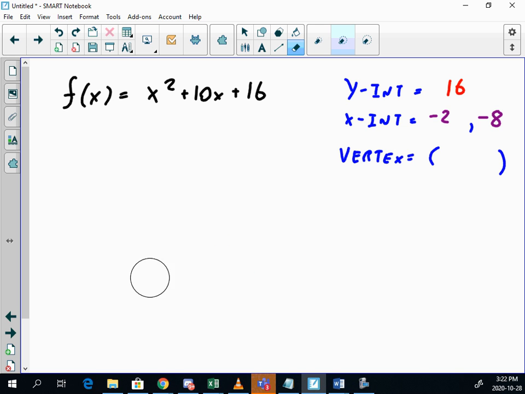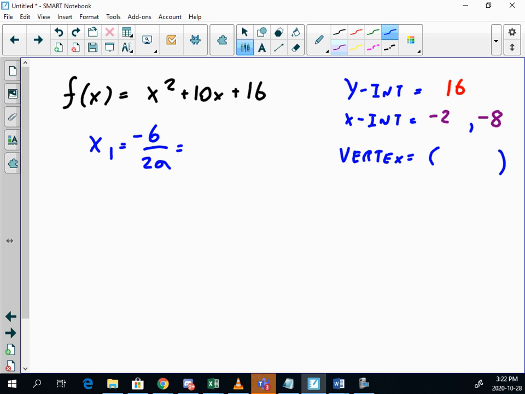So let's find the vertex, and let's remember that in general, the x-coordinate of the vertex is negative b over 2a. That is to say, in this case, it's negative 10 over 2 times 1, because my b value is 10, and my a value is just 1. So negative 10 over 2 is negative 5, and I see that my vertex has an x-coordinate of negative 5.